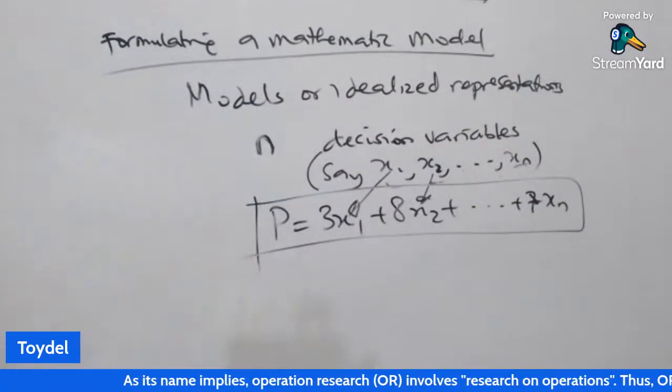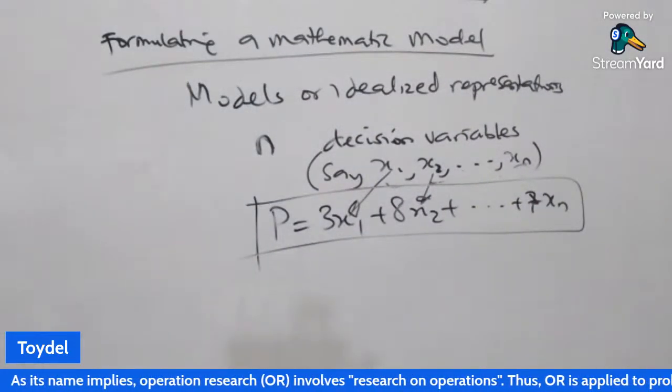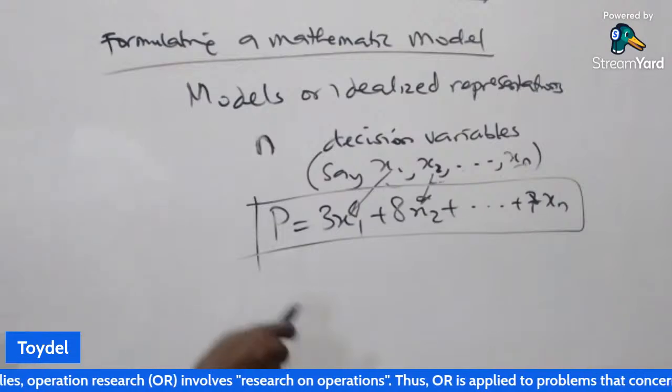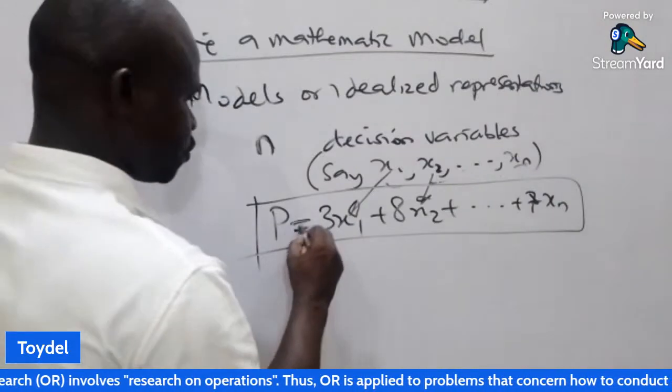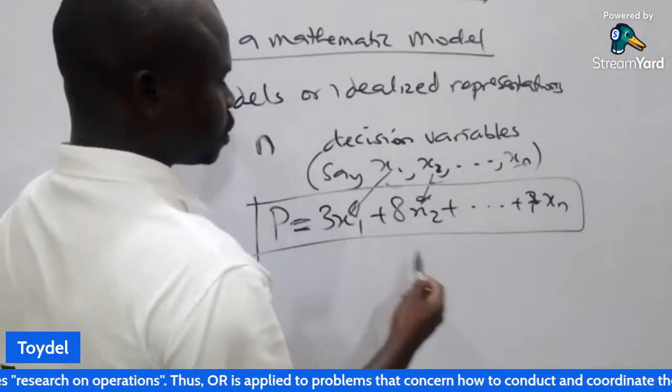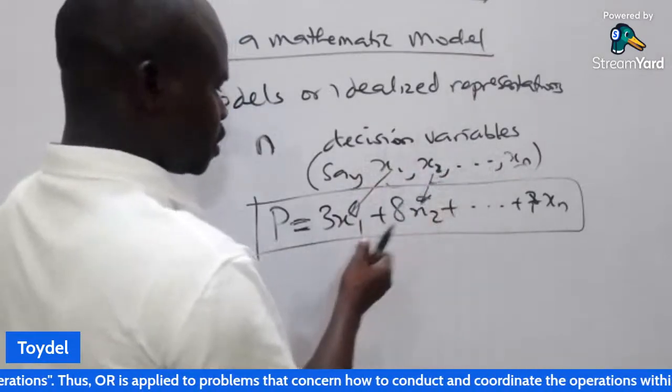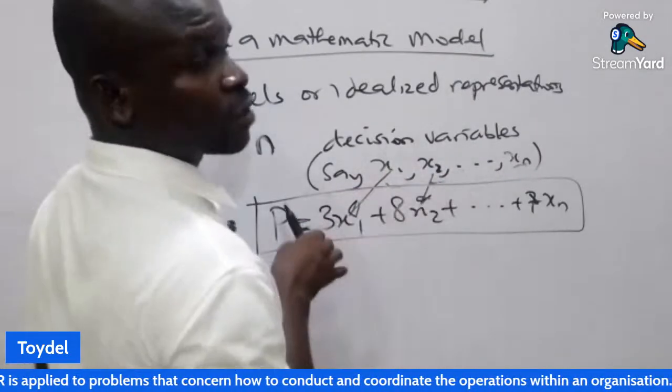What we have there is called the mathematical function. Now this is a function. Once there is an equality sign, we are talking about a function. So these are decision variables being represented. These are mathematical functions.